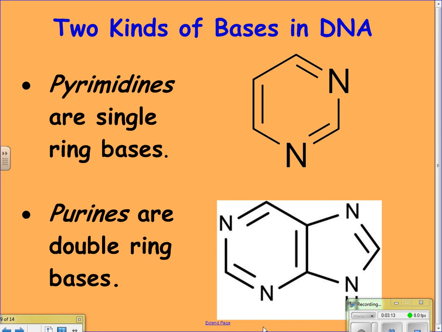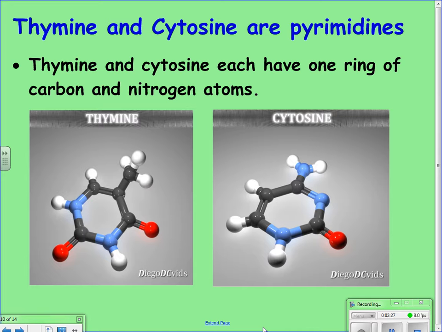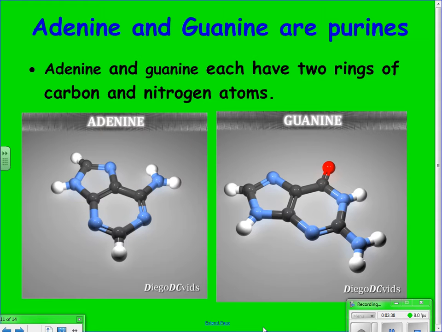So there are 2 kinds of bases that we can notice in DNA. The first type of base is called pyrimidines, and pyrimidines are single ring bases. So that's a pyrimidine shape. And then purines are double ring bases. Now, thymine and cytosine are pyrimidines. So thymine and cytosine have the 1 ring structures, and they make up our pyrimidines. And adenine and guanine are purines, and they have 2 ring structures.